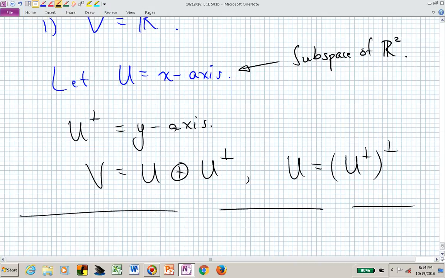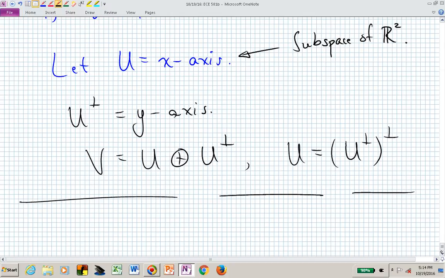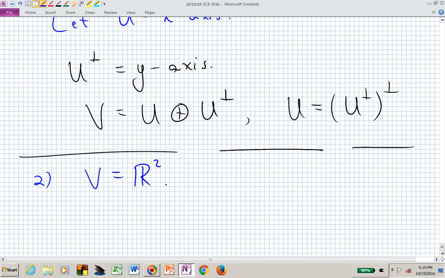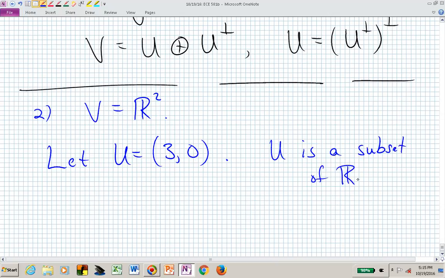Now, one more example that sort of plays on these same ideas, but it's a little different. Example 2. Let's say that V is now R2, but now let's let U be (3, 0). Is that a subspace? No, that's just a point on the x line, isn't it? So this is a subset. U is a subset of R2.